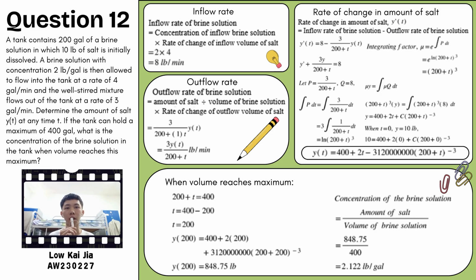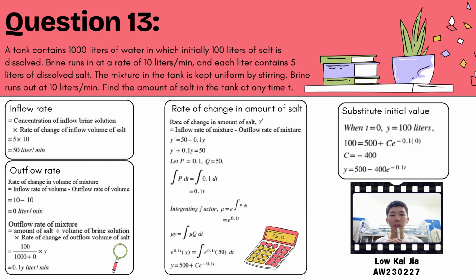To calculate the concentration of the solution when its volume reaches maximum, the time when this situation happens should be found. The obtained value is substituted into the function to get the amount of salt. Finally, the amount is divided by the volume to calculate its concentration.